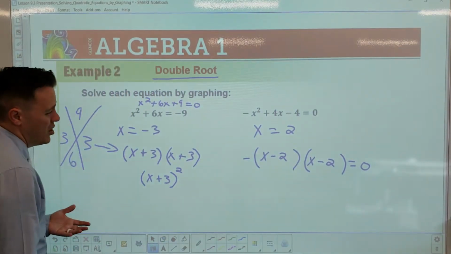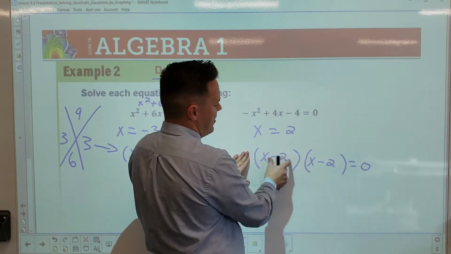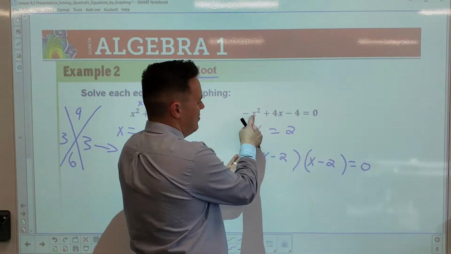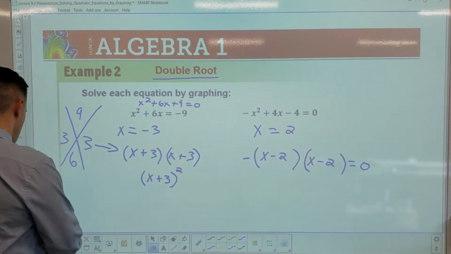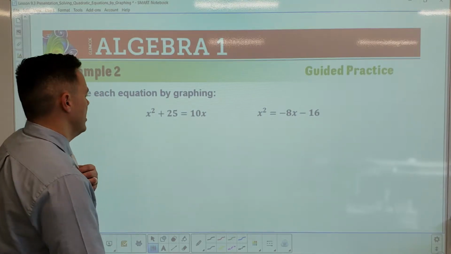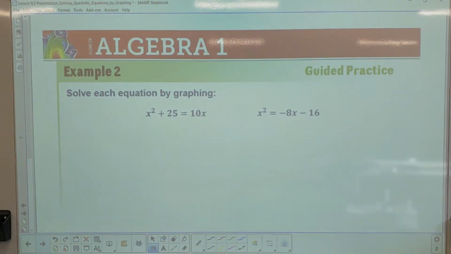Okay? If you want to know why it's a negative, multiply this out. What would you get? You get positive x squared. Is that what we have? No, we have a negative x squared. So you'd have to actually factor out a negative first, then you'd solve accordingly. Okay, now what we're going to do is on the guided practice, you guys go ahead and go for it.